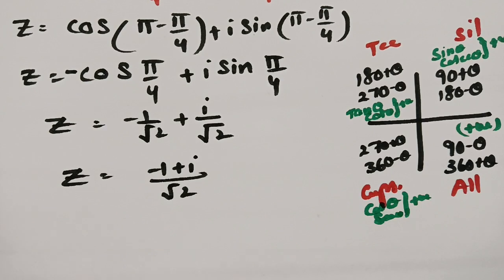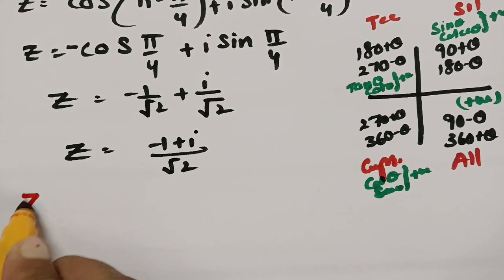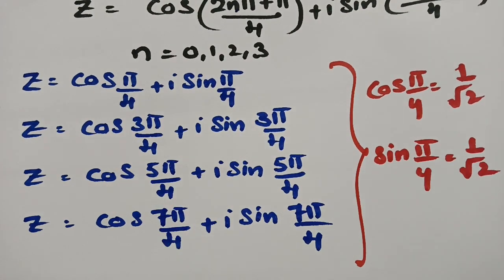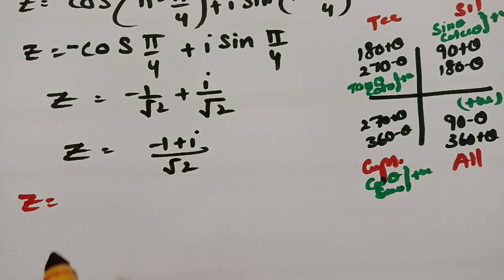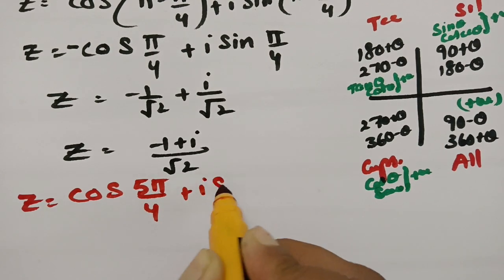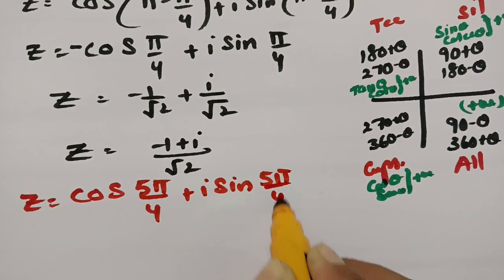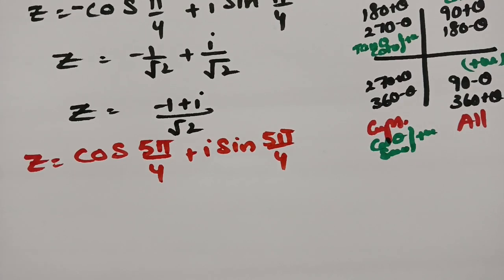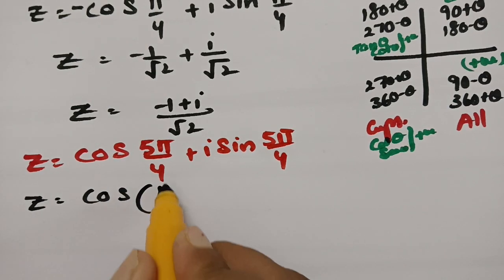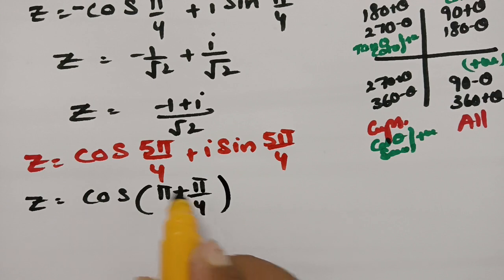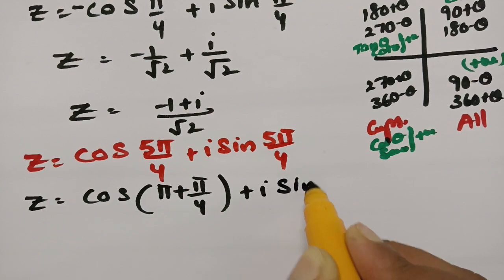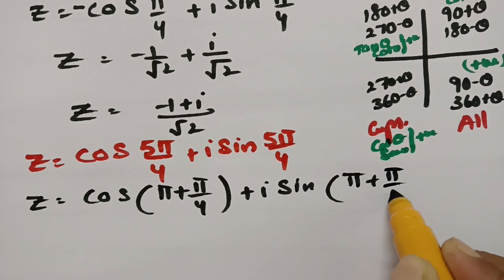And next, what is the third pole here? The z values are cos pi by 4, cos 3 pi by 4 and cos 5 pi by 4. So this value is cos 5 pi by 4 plus i sin 5 pi by 4. This can be written as z equals cos of pi plus pi by 4, taking 4 as LCM it is 4 pi plus pi by 4, plus i sin of pi plus pi by 4.